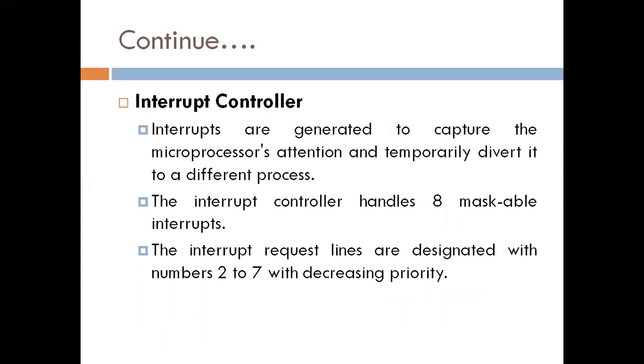Then interrupt controller. The interrupts are generated to capture the microprocessor's attention and temporarily divert it to a different process. The interrupt controller handles 8 maskable interrupts. The interrupt request lines are numbered 0 to 7 with decreasing priority.